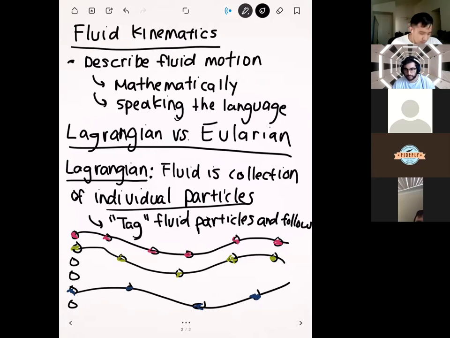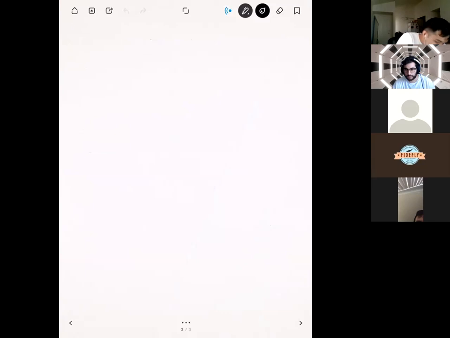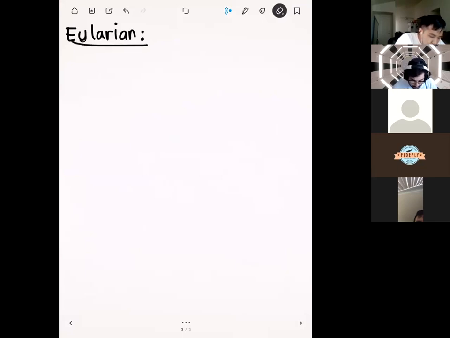Okay, so then let's move on to the Eulerian description. Again, these things are not named helpfully. They're named after the people that created them, and unless you know the definition, you have no idea what Eulerian actually means. What's different about the Eulerian description is that it uses the concept of a field in order to describe fluid properties.